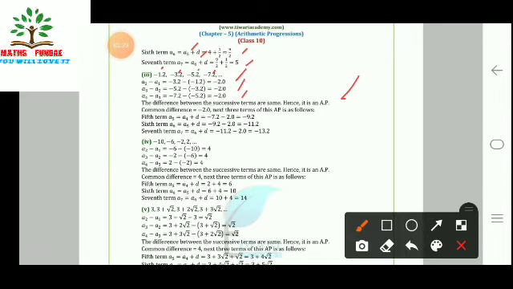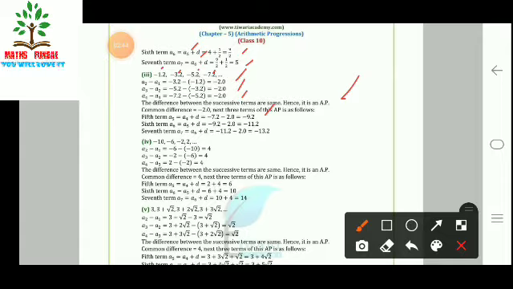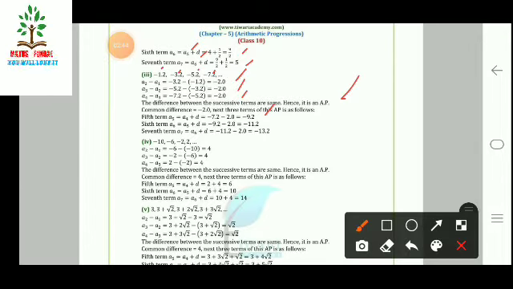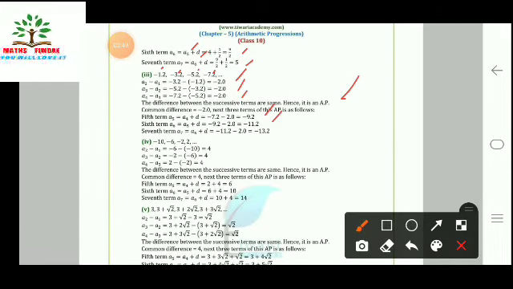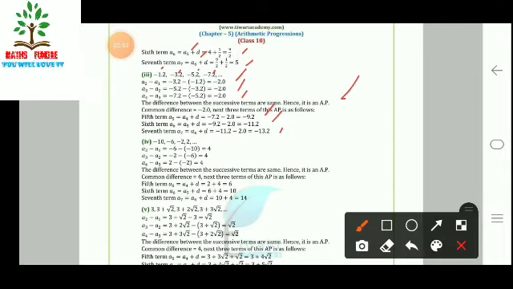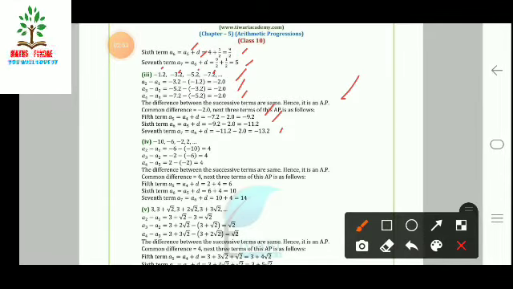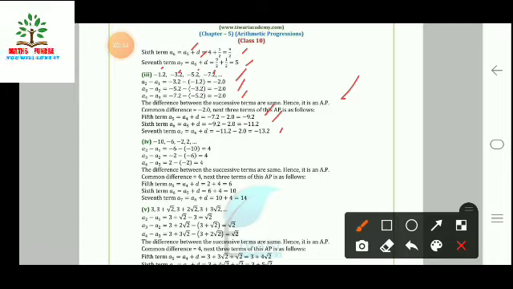Fifth term is a4 plus d, which is equal to minus 9.2. Then the sixth term is a5 plus d, which is equal to minus 11.2. And the seventh term is a6 plus d, that is minus 13.2. So when the given series is an AP, then we have to find the next 3 terms. Okay, moving towards the fourth part.